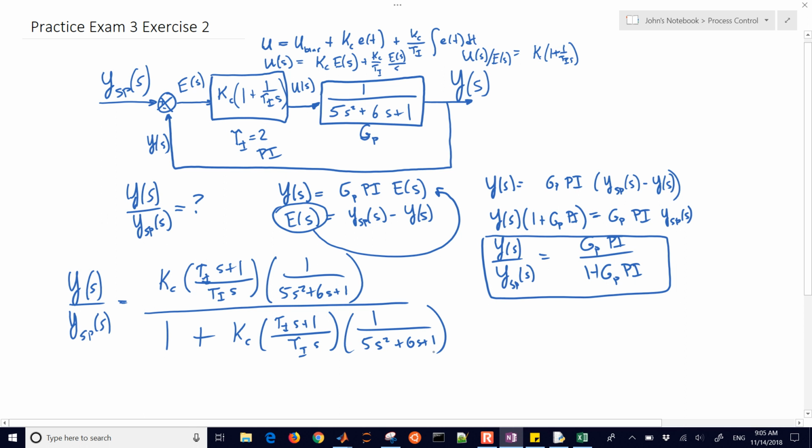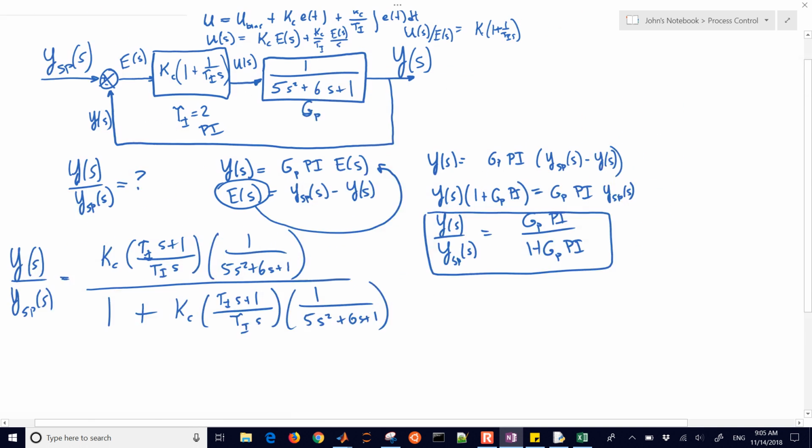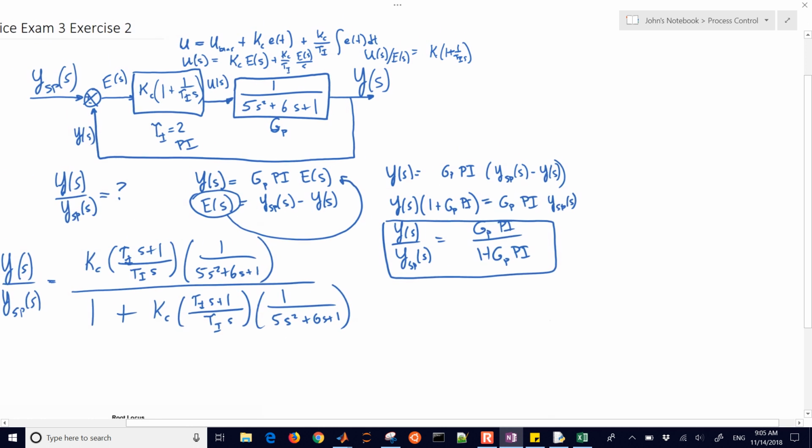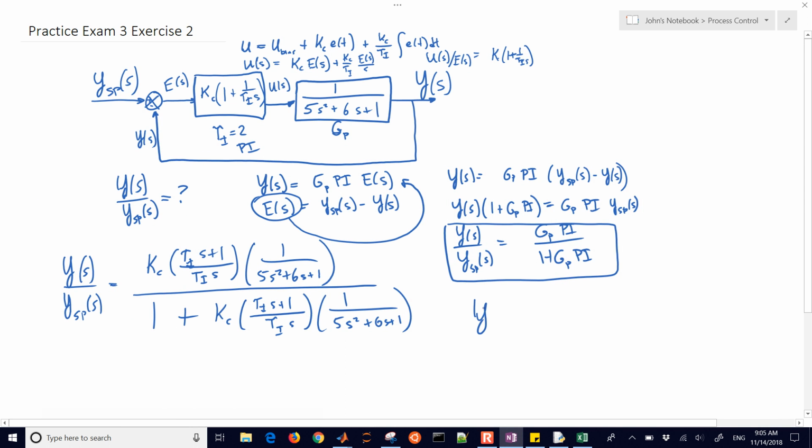Okay, and then I can multiply the numerator and the denominator by tau I s times the 5s squared plus 6s plus 1. And so if I do that, I get it into this form. Okay, so let me just do that. Y set point of s. Okay, so it'll be Kc times tau I s plus 1. Okay, and then I'll have in my denominator tau I s. Make that just a little bit neater.